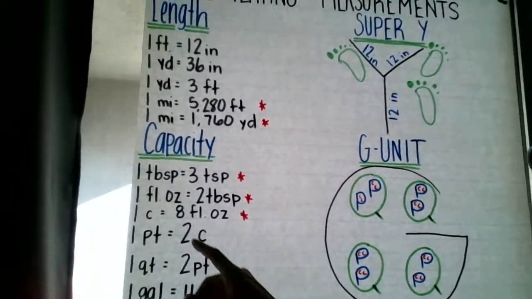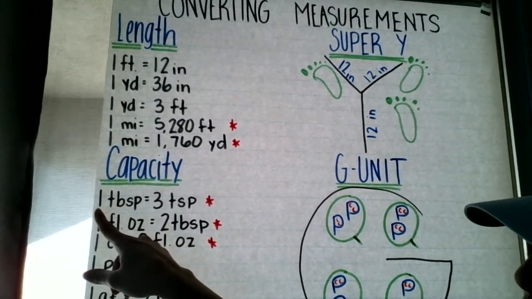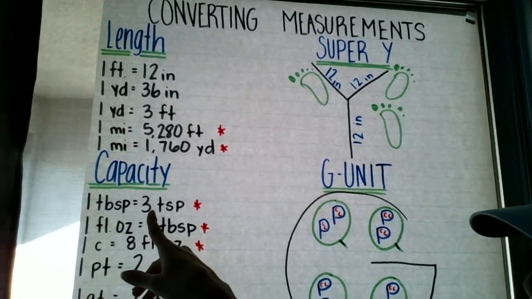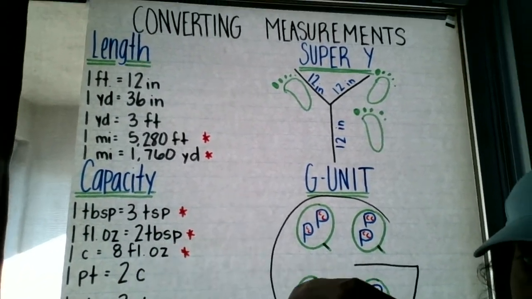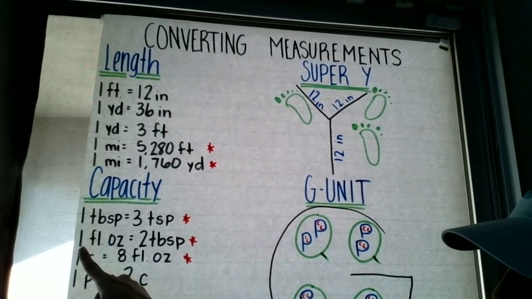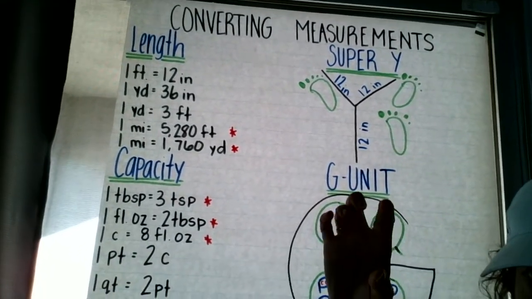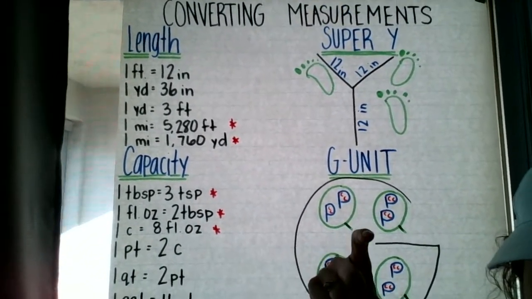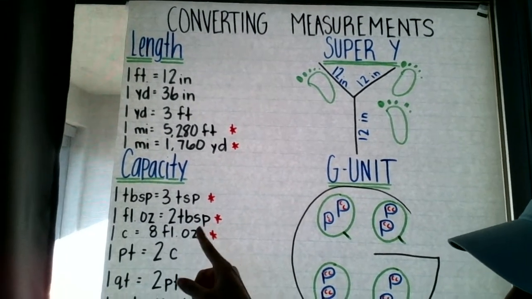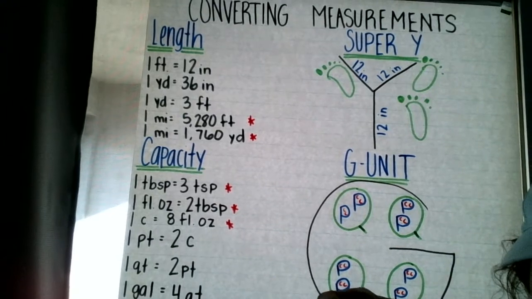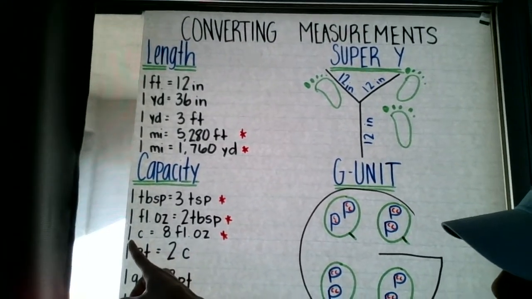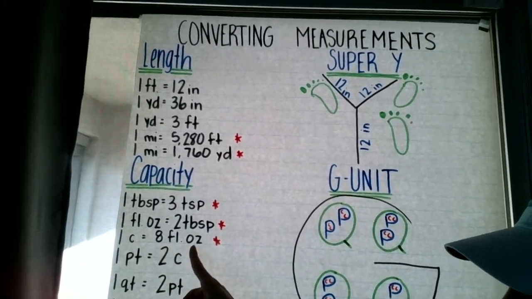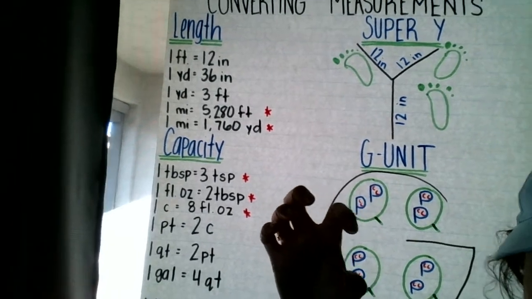Capacity: if we have 1 tablespoon, remember that's the bigger spoon, 1 tablespoon can hold 3 teaspoons. Notice how I'm saying hold. 1 fluid ounce, that's my little bottle of hand sanitizer, can hold 2 tablespoons. That's 2 of the big spoons. 1 cup, remember your milk carton or my little measuring cup for baking? 1 cup holds 8 fluid ounces. So 1 cup will hold 8 of those hand sanitizers.